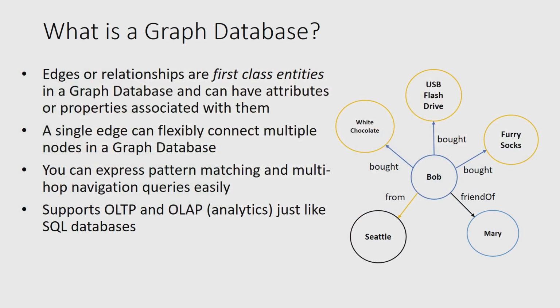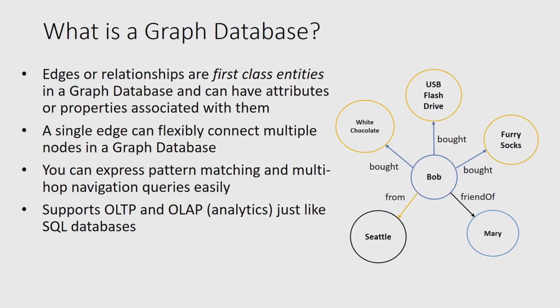The topic for today is the shortest path in graph databases. So first of all, what is a graph database? Good question. Let's quickly look at what a graph database is first. A graph database is nothing but a collection of nodes and edges. Nodes represent your entities and edges represent your relationships.